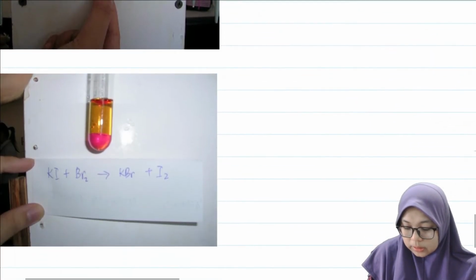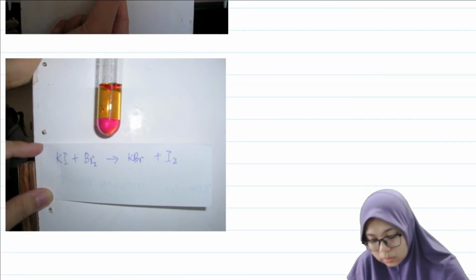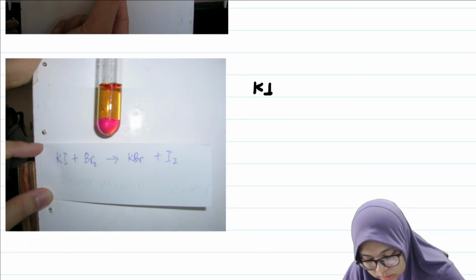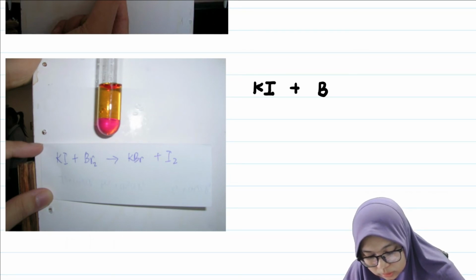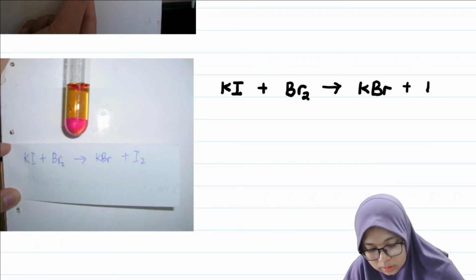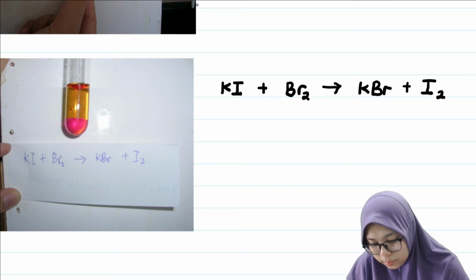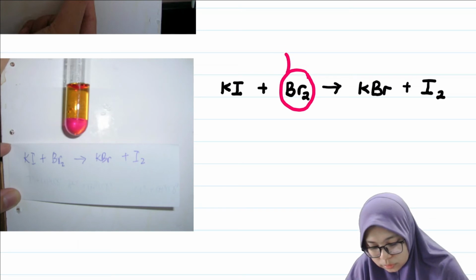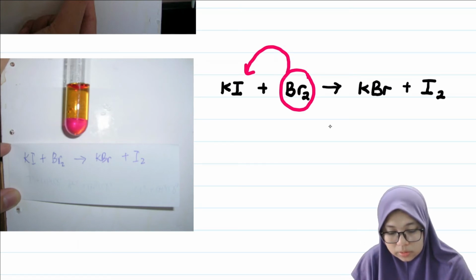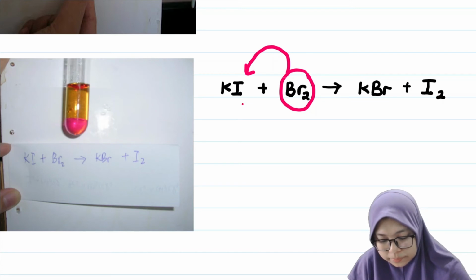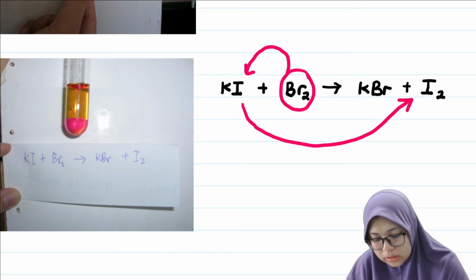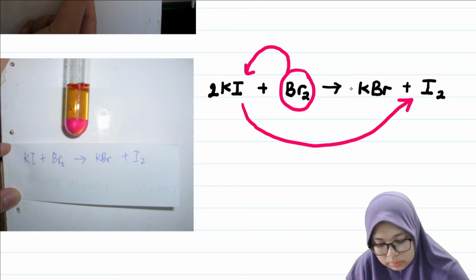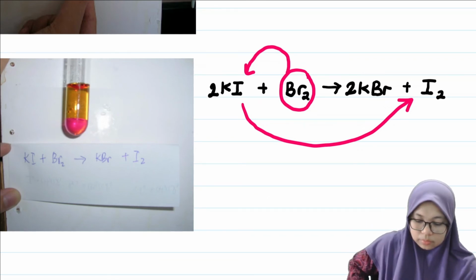Okay, now let's look at the last experiment where we react potassium iodide with bromine water. Okay, it will produce potassium bromide and the iodine molecule. So bromine is more reactive. So bromine will be able to displace iodine from its halide solution. So it will produce iodine. Okay, so iodine being displaced. Okay, so you need 2 potassium iodide and 2 potassium bromide.